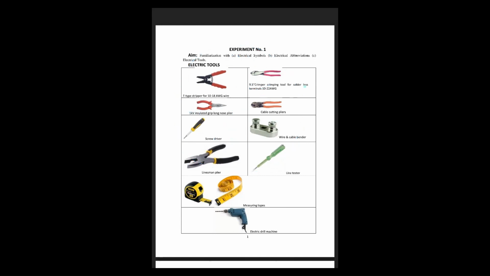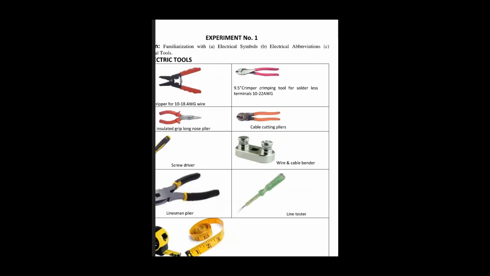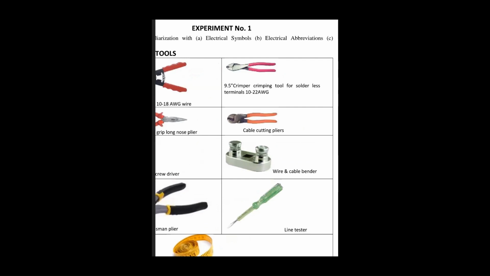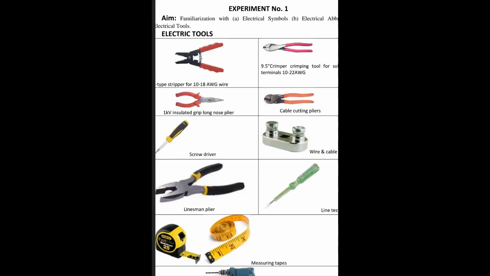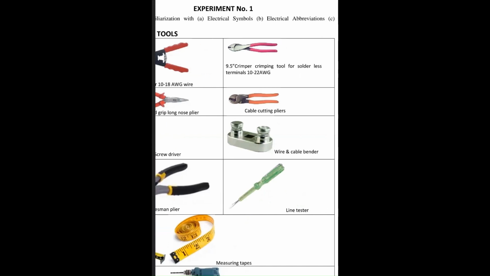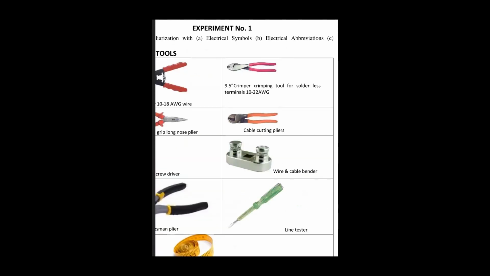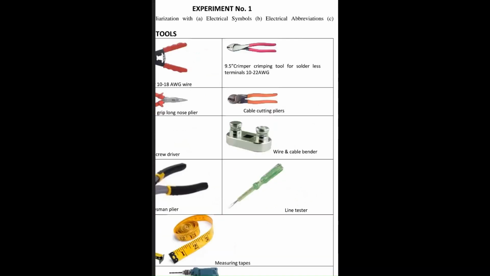And second is the crimping tool. The stripper was used to take the insulating part away, and this 9.5-inch crimping tool is used to connect those cables or conductors. It is used for solderless terminals. In electronic connections we use soldering for connections. Here we make a joint using this type of plier.